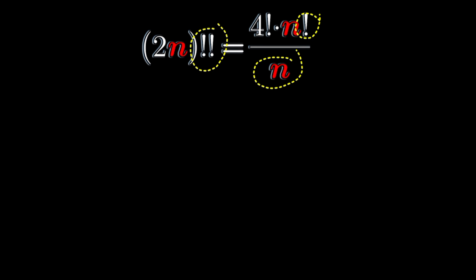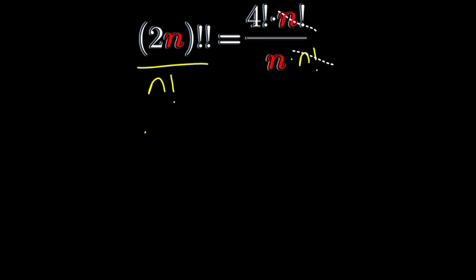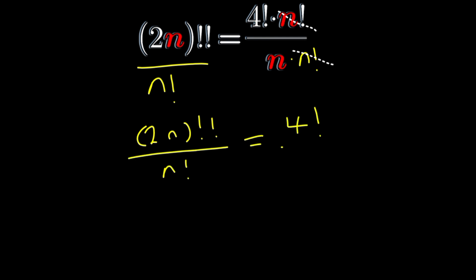Okay, so first of all let us bring the factorial terms together. So let's divide by n factorial. Therefore this cancels out, and then we'll be left with this 2n double factorial, all divided by n factorial, and that equals 4 factorial all over n.